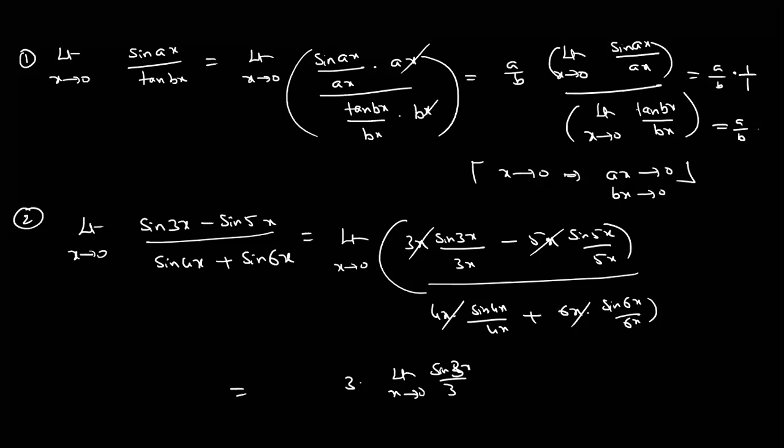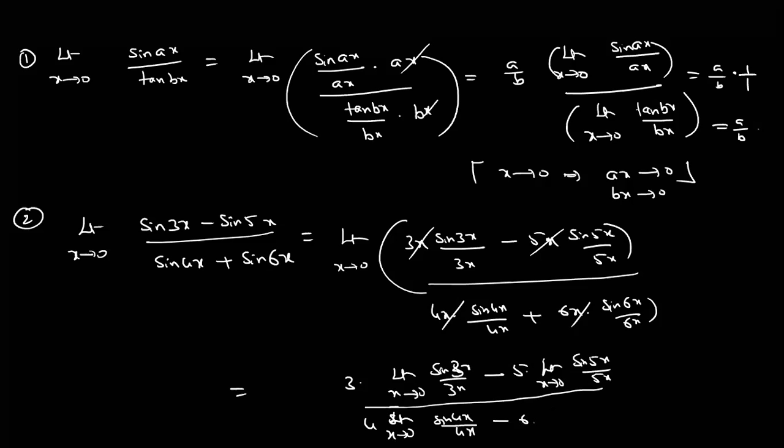Sin 3x by 3x minus 5 into sin 5x by 5x, by 4 into sin 4x by 4x plus 6 into sin 6x by 6x. Slowly you should practice this one. It will take some time. Practice is required, students, a lot of practice. Can you guess? 3 minus 5 by 4 plus 6, that is minus 2 by 10. So the answer is minus 1 by 5. That is the answer.